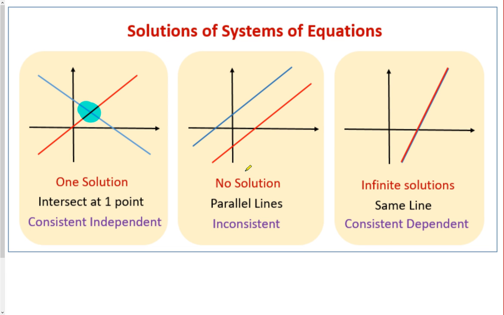Our last possibility is that the two lines are equivalent lines. And they're equivalent, meaning they're the same, but the way their algebra is written, they look a little different. And they would have infinite solutions, meaning they're on top of one another.